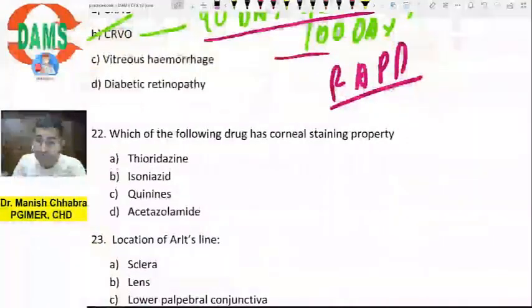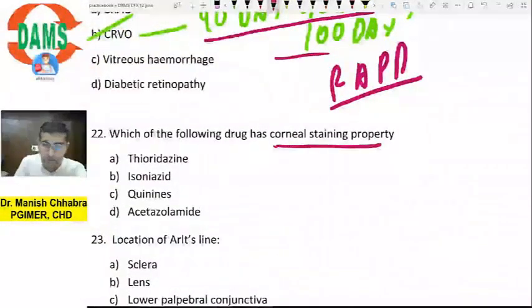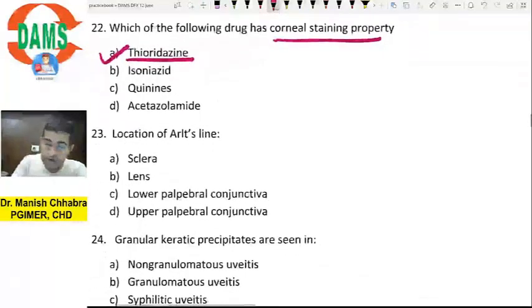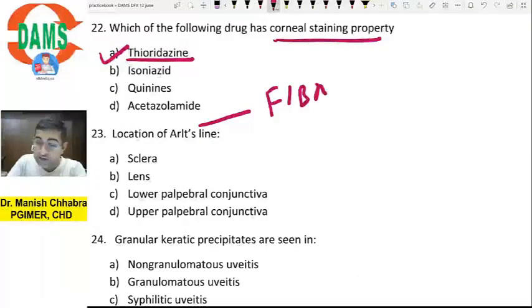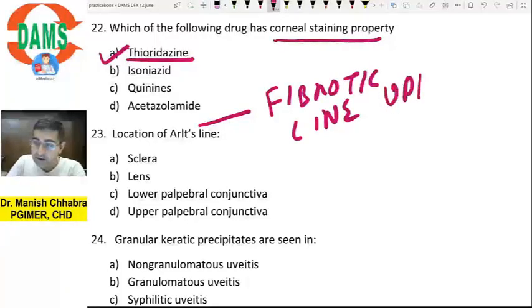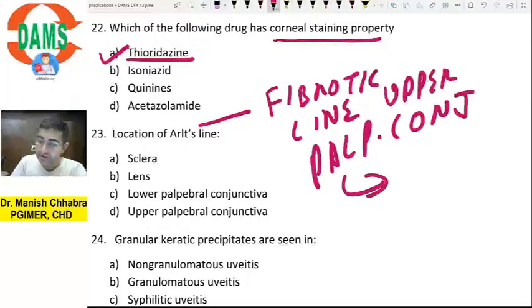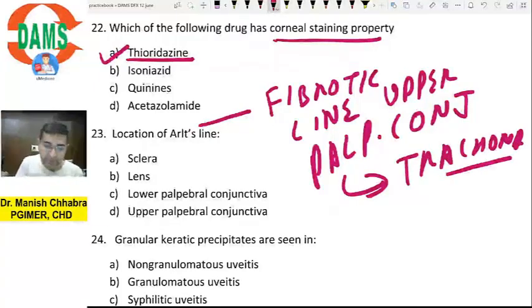Okay, now which of the following drugs has corneal staining property? Kind of googly. Out of these drugs, thioridazine is the drug that actually leads to staining of the cornea. This is a single liner question, right? It leads to staining of the cornea, so that is the answer here. Location of Arch line. What is Arch line? It is a fibrotic line seen on the upper palpebral conjunctiva in trachoma.